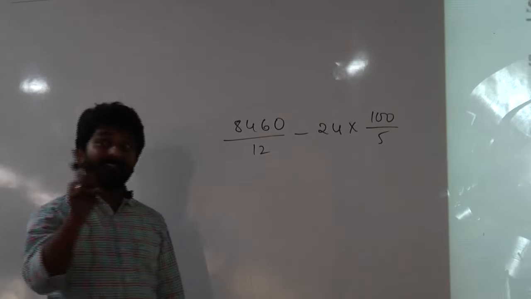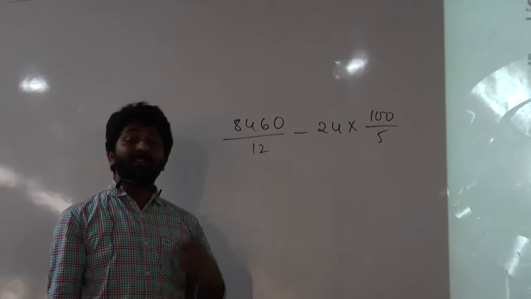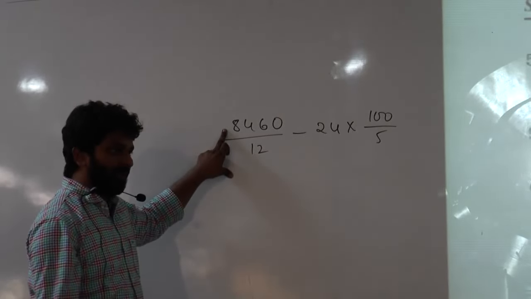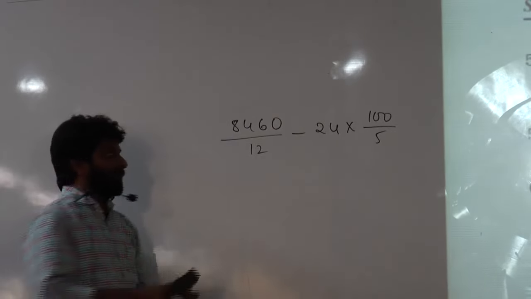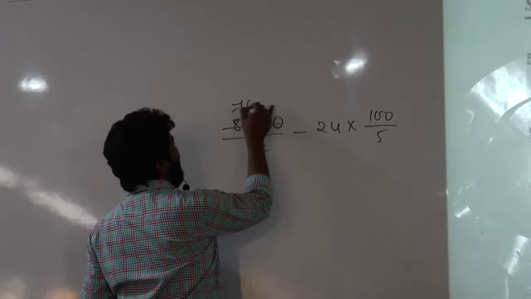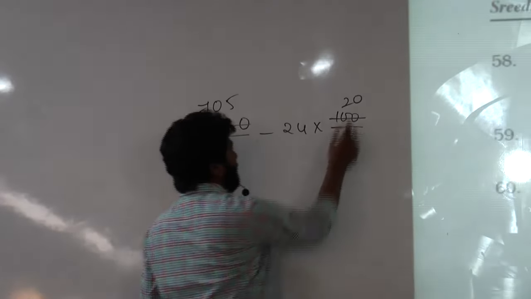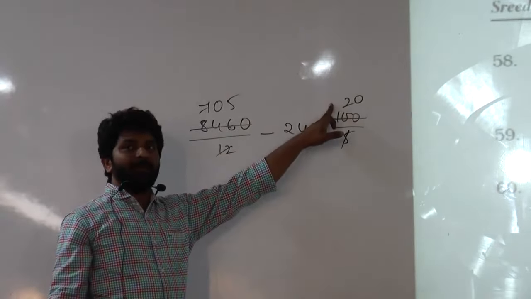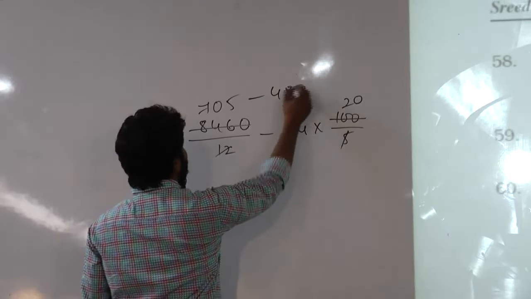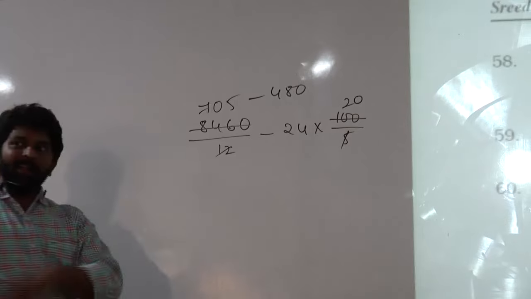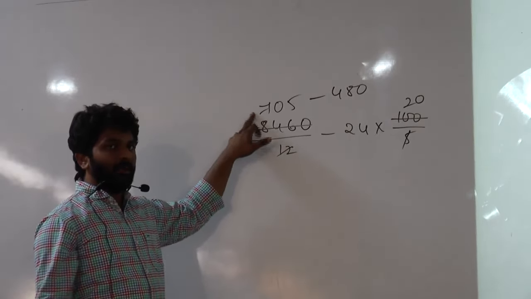12, 7 times is 84, 70 times is 840, 700 times is 8400. Apart from that you have 60. 5 times. So this is 705 times. 100 by 5 is 20 times. 24 2 times is 48, into 10 is 480. From this you need to subtract 480. Subtract 500, add 20. Subtract 500, 205. Add 20, 225.